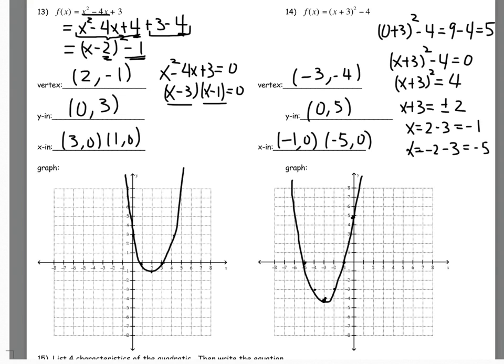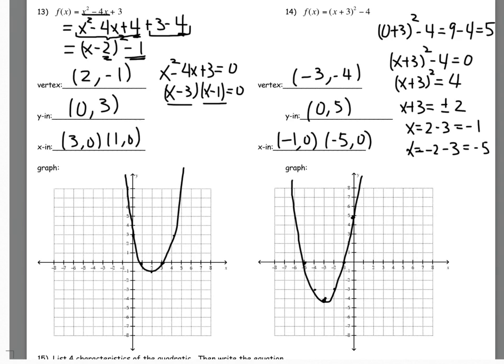Set each of your factors equal to 0. X minus 3 equals 0. X minus 1 equals 0. Solve for the x. So I have x equal to 3, x equal to 1. 3, 0, and 1, 0. Mark this on your graph.